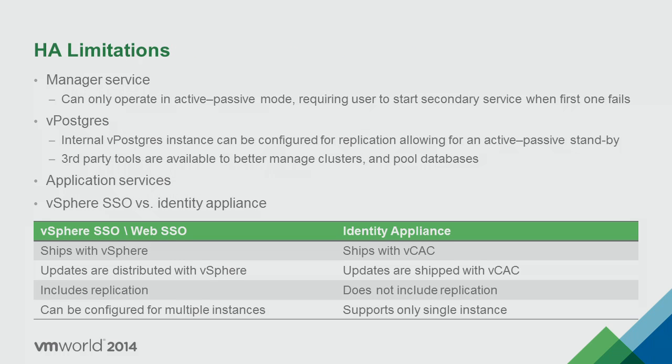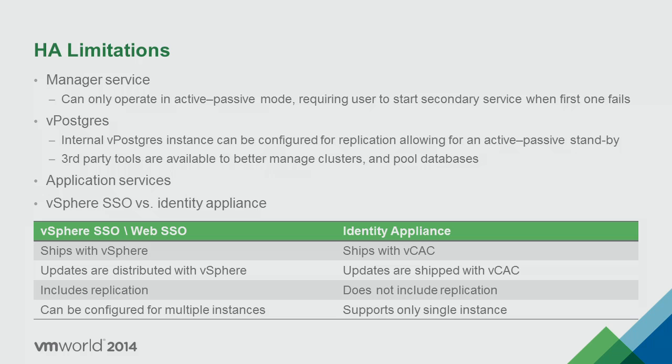We do have some HA limitations with vCAC, so the best that we can do is an active-passive configuration. The manager service, we can't have 2 instances running, so if that ever fails, it's going to be a manual process to do the failover. For vPostgres, we're going to talk a little bit more in depth a little bit later in the presentation about the options there. We can utilize the vCAC appliance as our database server by shutting down the other services.